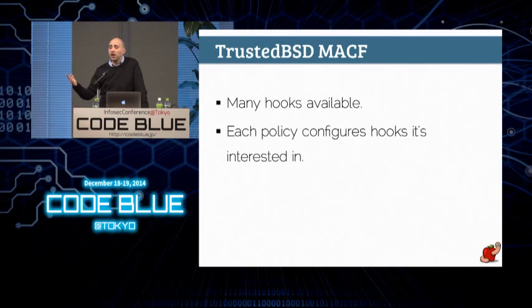For example, code signing: when you try to execute something, a request goes to a userland daemon. The userland daemon processes the signature and sends back the result to the kernel, and the kernel says yes or no, depending on the result.